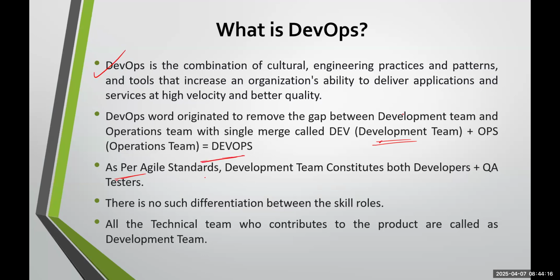As per the Agile standard, the development team constitutes both developers plus QA, as we just discussed. But there is no differentiation between skill roles. Normally, everybody involved in the development process becomes the development team. So it's not only the developer's responsibility. QA, BA, developer, designer, everybody can be considered the development team. All the technical people who contribute to the product are simply called the development team. So there is no such difference now.